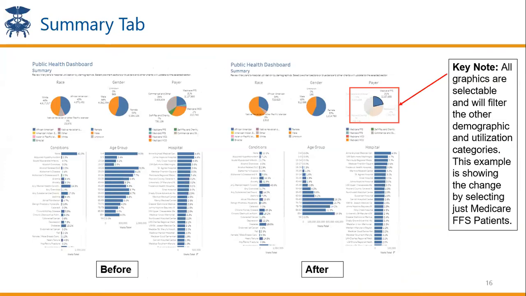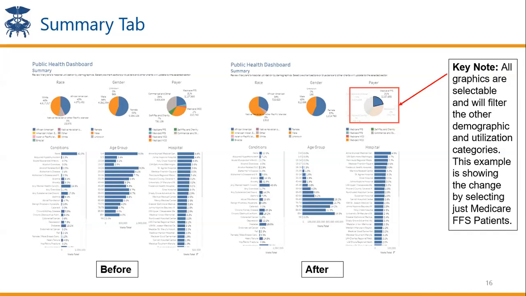So here it's showing before on the left-hand side and after you selected a corner of the pie chart. All of these pie charts and bar charts are clickable. So once you select either one pie or one bar, the whole report will update just to show the data for that selected pie or bar chart. So in this case, only Medicare fee-for-service payer type is selected. And you can see that the race and gender pie charts have changed to reflect that it's just Medicare fee-for-service, as well as the age group, hospital, and conditions are updated.